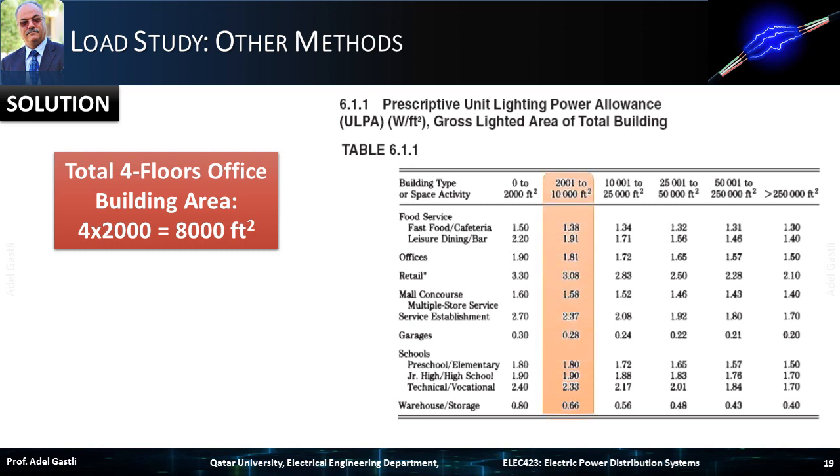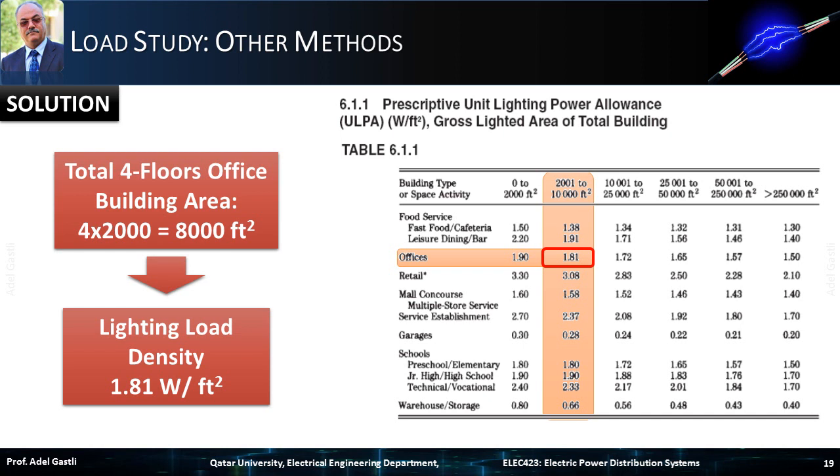So, referring to the standard table, we can notice that we need to consider the second column, which is for areas ranging from 2,001 to 10,000 square feet. Since the building is for offices, then we can read from the table that the lighting load density in this case is 1.81 watts per square feet.